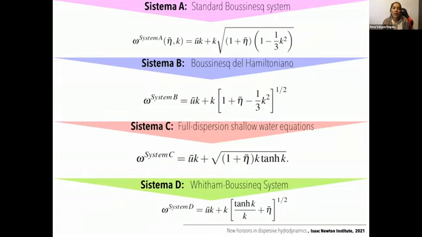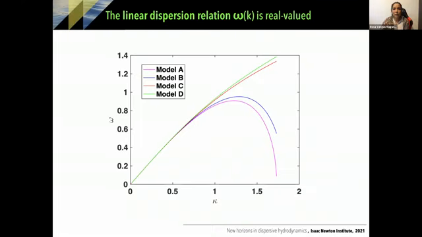These are all the dispersion relations for each one of the systems. This is a plot of the curves of this dispersion relation from the constant background state. And here it's clear that the Whitham-Boussinesq system has a better description of the higher modes.